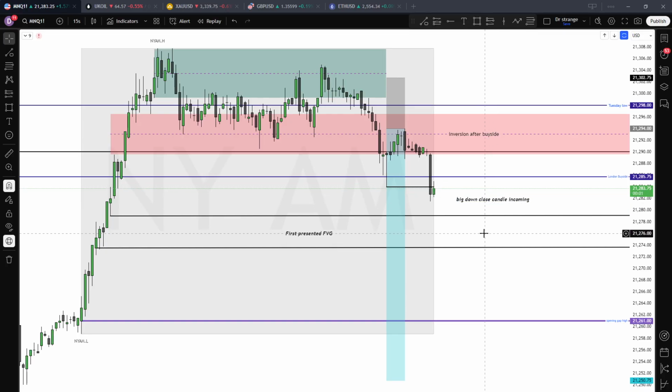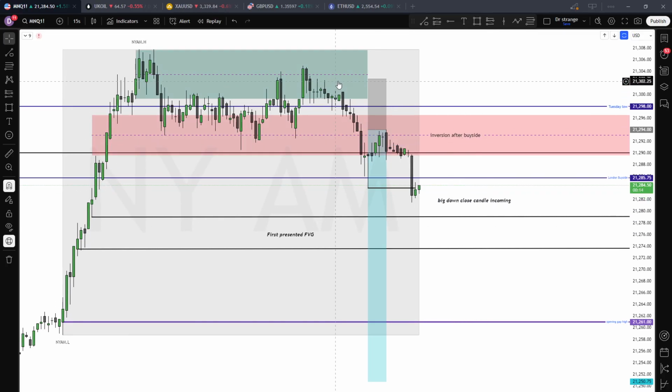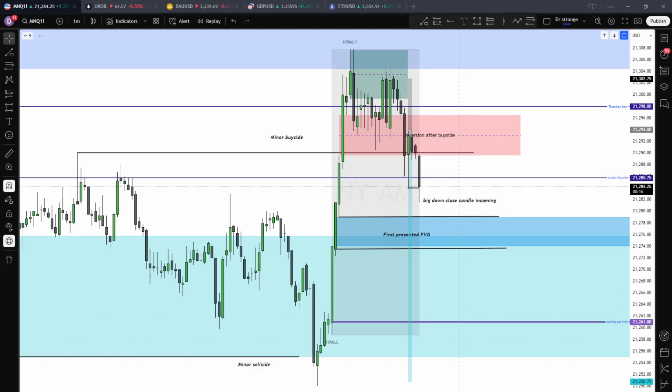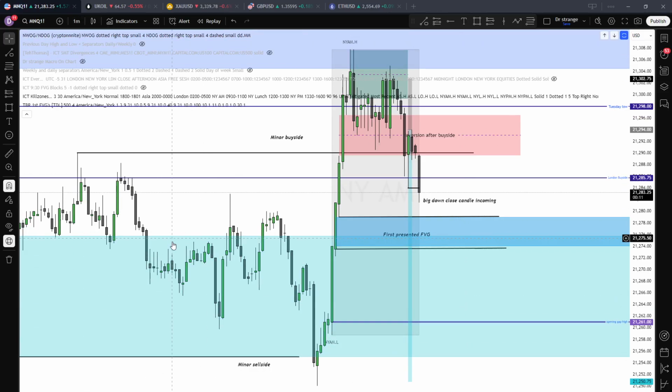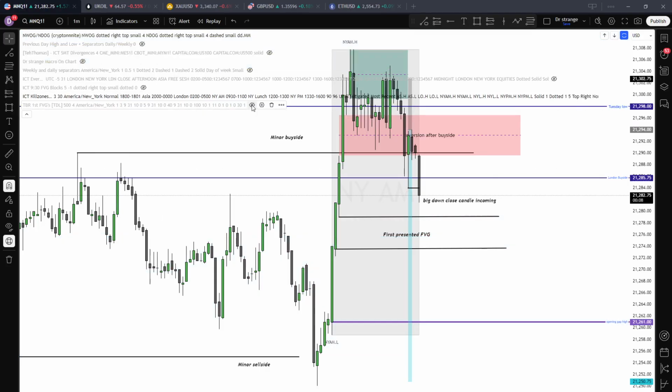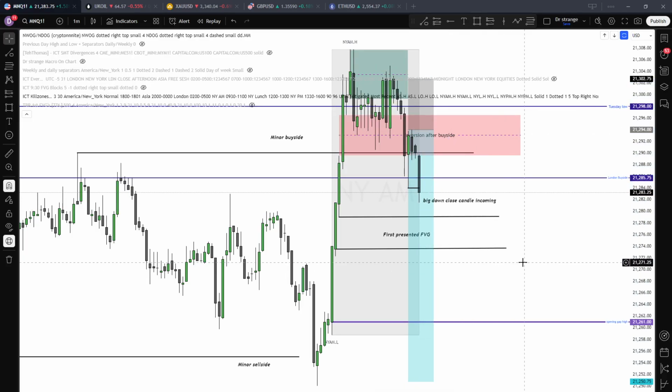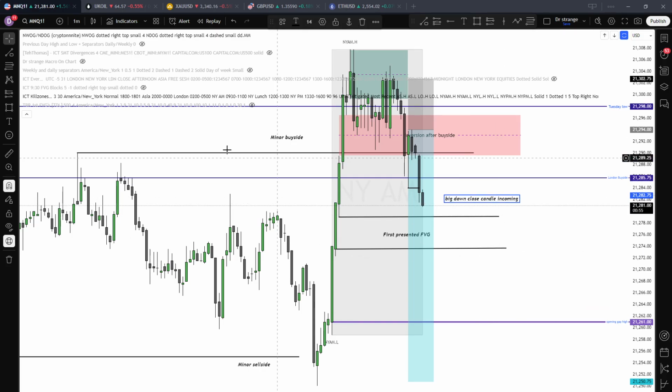This is where we would want to add into our position now. Okay. And so we take this, but we also take note of this place. This first presented fair value gap. We close below it. Does it act as support? We first remove them. This is our trade. Okay. The moment we close below this, we want to see big down close candles rip through with the momentum.